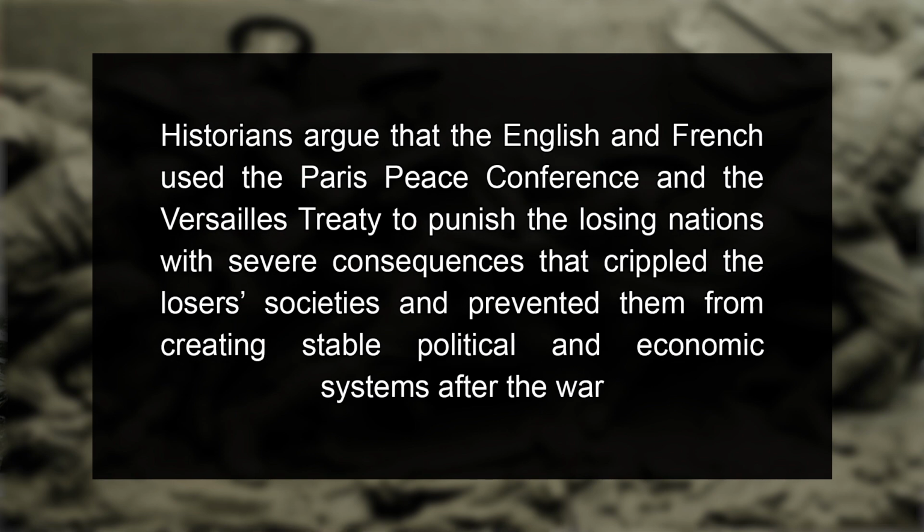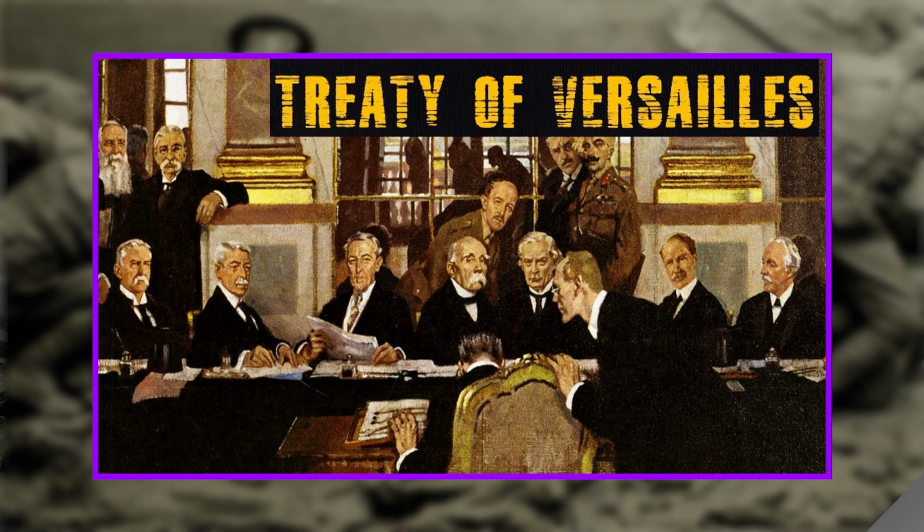Historians argue that the English and French used the Paris Peace Conference and the Versailles Treaty to punish the losing nations with severe consequences that crippled the losers' societies and prevented them from creating political and economic systems after the war. The treaty only blamed the losing side and did not require the French and British to consider what role they may have played in creating the conditions that led to the First World War.